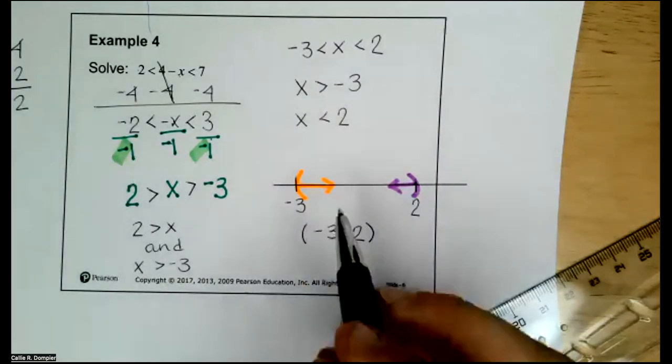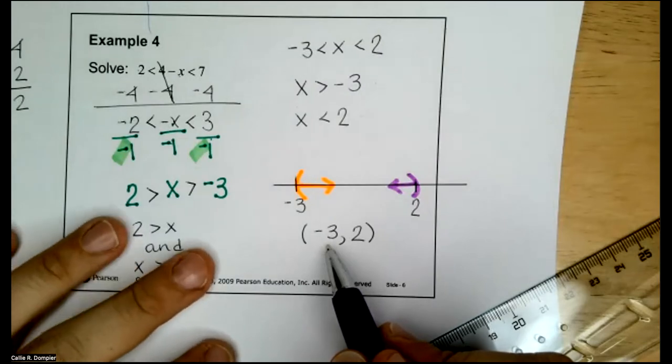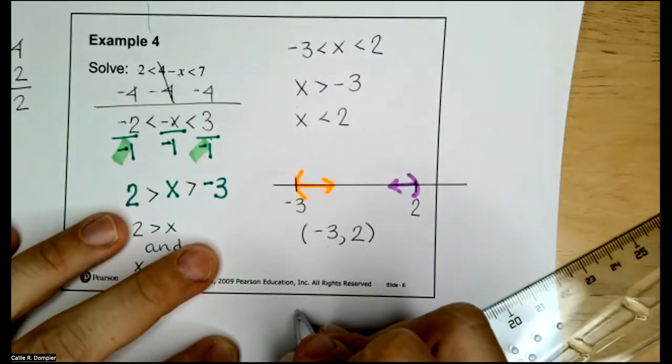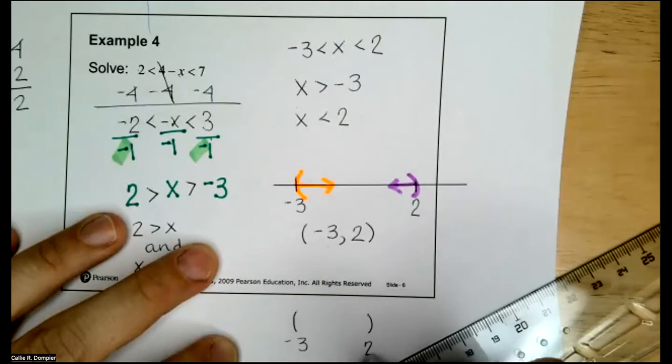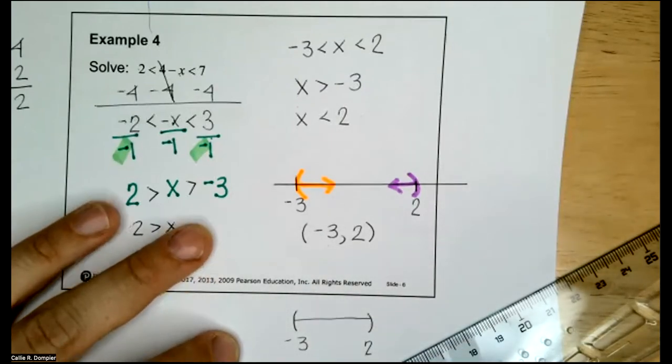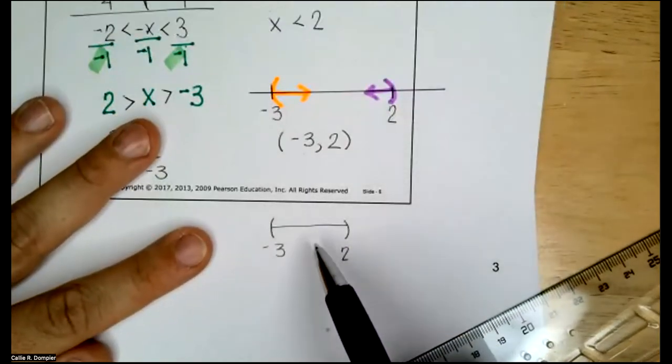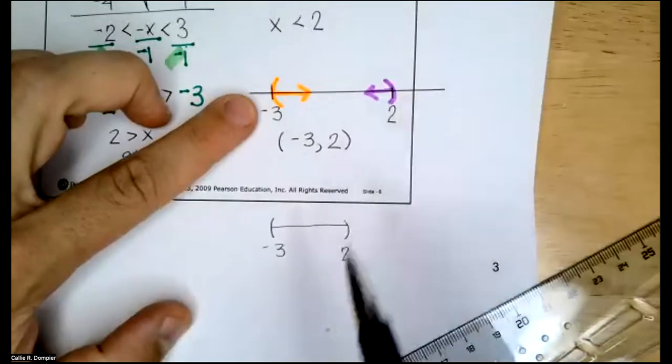And then just think about if I saw this as interval notation, what would I write as a graph? I would write this, which is what I have up here. So that's a good sign.